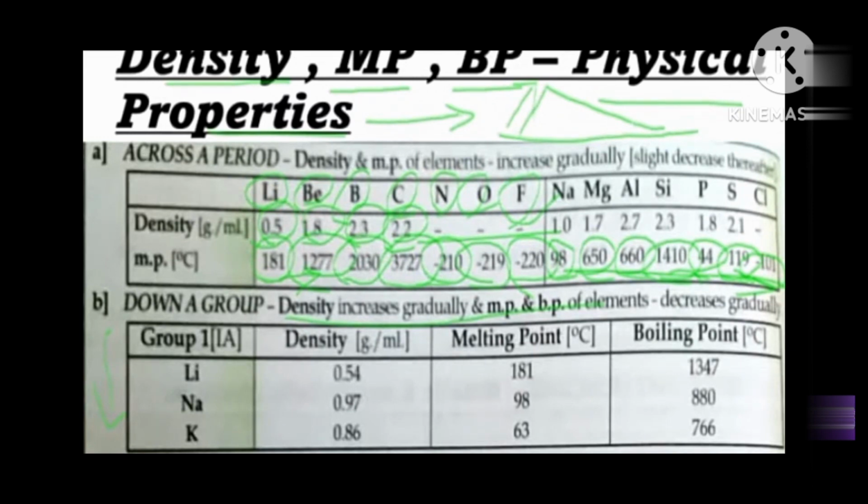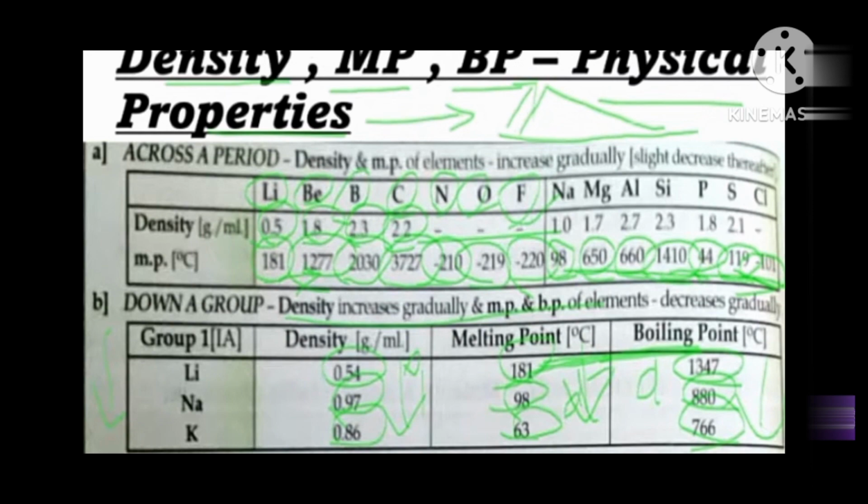You can see the density is increasing: 0.54, 0.97, 0.86. Yes, but it has increased overall, right? And here the melting point is 181, 98, 63. It has decreased. Here it has increased and here it has decreased. So melting point and boiling point are decreasing, D, and density is increasing, I. Here also 1347, 880 and 760, down a group it is decreasing. So melting point and boiling point decrease and density increases down a group.